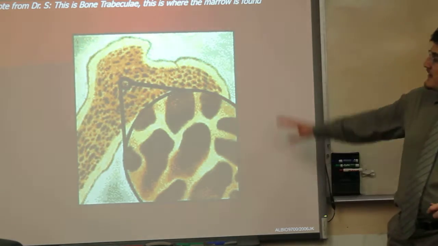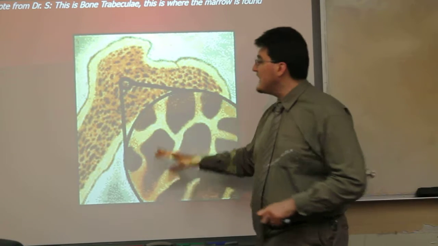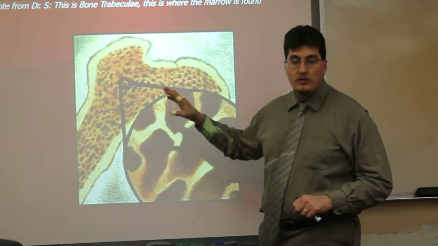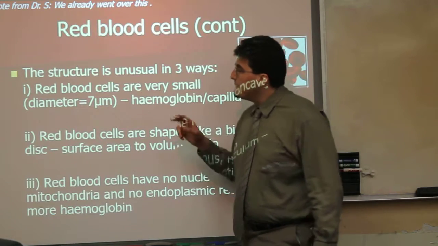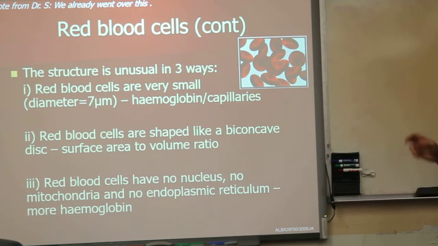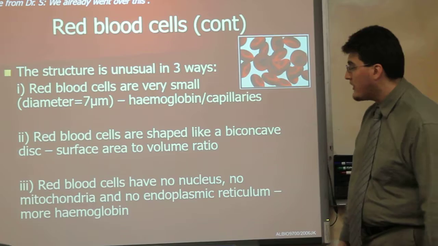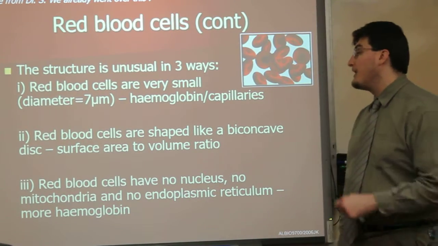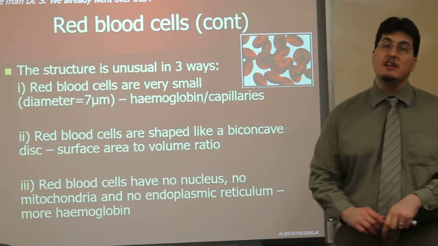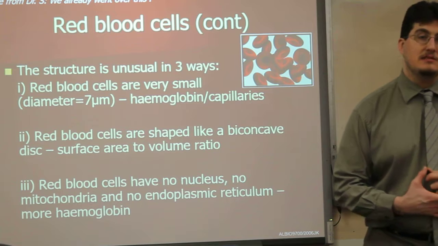Now, this is the bony trabeculae. These bony trabeculae are a space in the bone where the bone marrow is held. Now, red blood cells have an unusual structure in that they are very small. Their diameter is around 7 micrometers. I mentioned this before. They have a biconcave disc shape. They have no nucleus, no mitochondria, no endoplasmic reticulum. All they have is hemoglobin, maybe a little bit of a cytoskeleton.